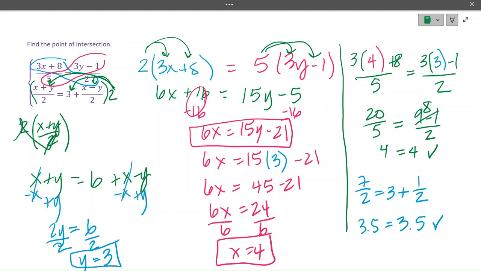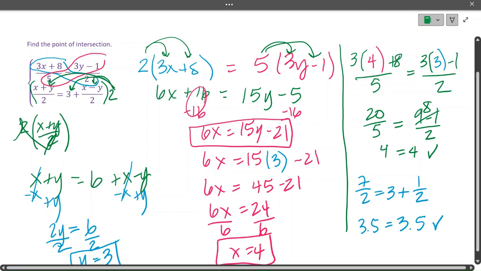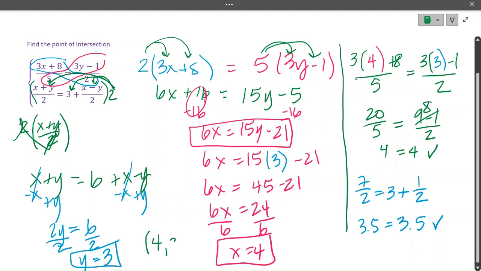So our solution is x equals 4, y equals 3. Your teacher may also ask you to write this as a coordinate. If you wanted to, you could also write it as 4 comma 3. And this tells me that the intersection point of these two lines is (4, 3). So when x equals 4 and y equals 3.